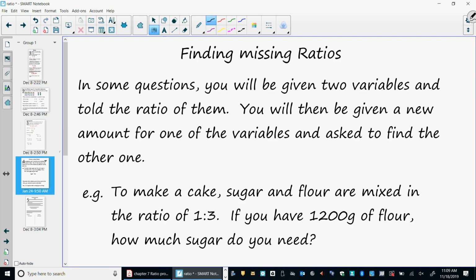Finding missing ratios. With these ratio questions, as I said, it's important you have a look to see what information they've given you and what you need to find.